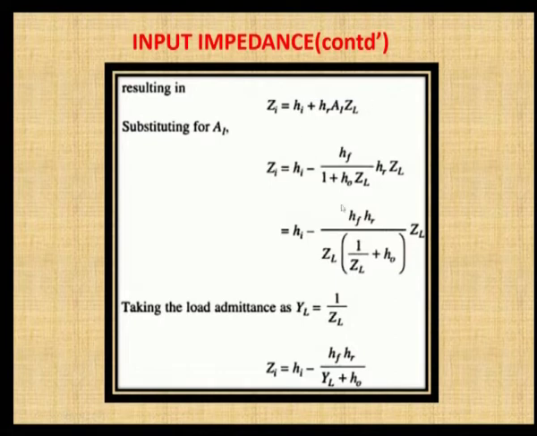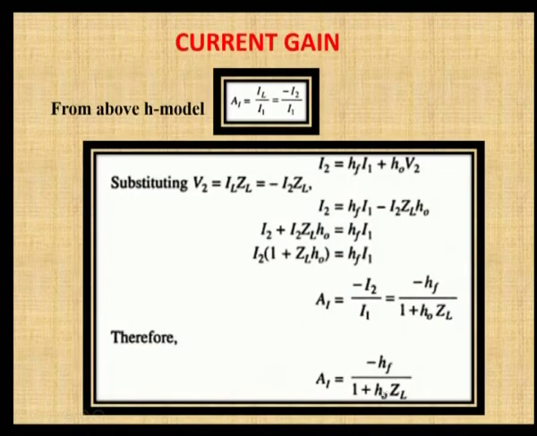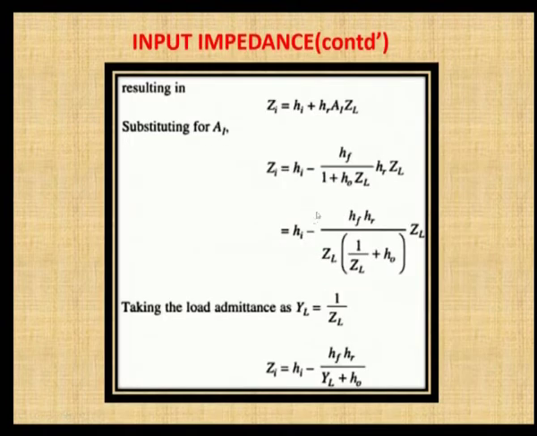Substituting for AI, which is the current amplification factor we calculated in the first derivation, this is substituted in the ZI equation here. After substituting the value, you take out the ZL term, so you will have 1 by ZL in the denominator, and this can be written as YL, that is the admittance. After simplifying this, the input impedance will be written in terms of the output admittance YL, and it is inversely proportional.